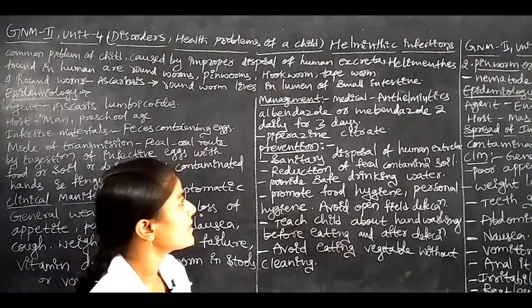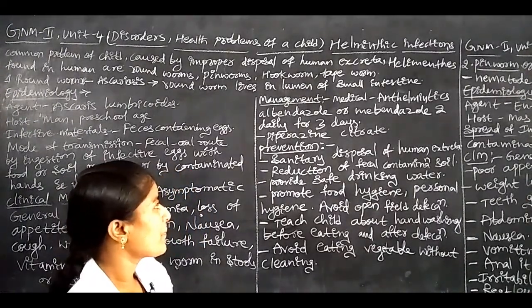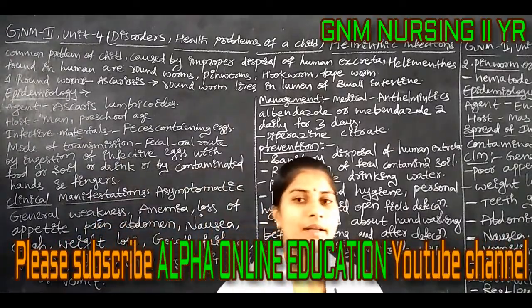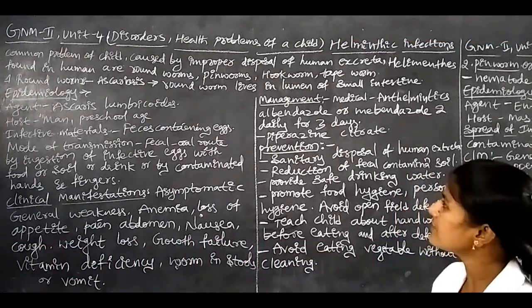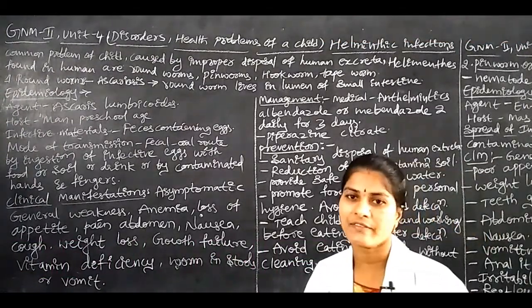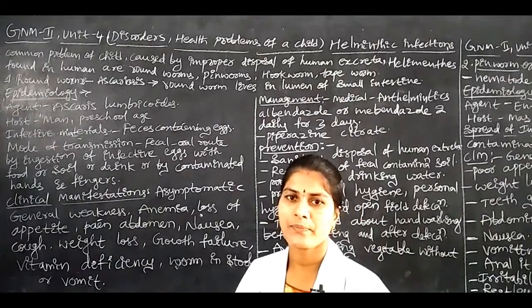Next, another drug is piperazine citrate. Piperazine citrate is administered to children for control of helminthic infections in the children.